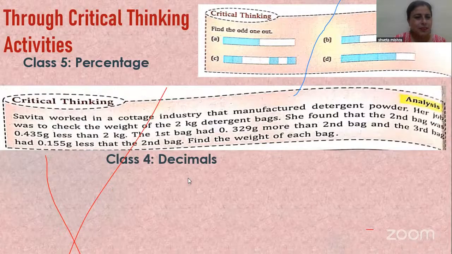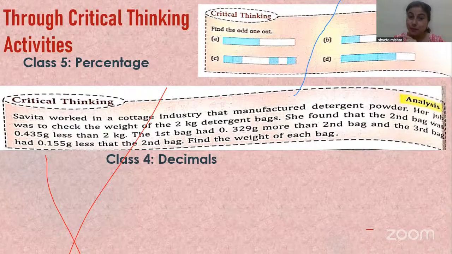Another critical thinking question of class 4 level. Savita worked in a cottage industry that manufactured detergent powder. Her job was to check the weight of 2 kg detergent bags. Now from here the problem starts. She found that the second bag was 0.435 grams less than 2 kg.